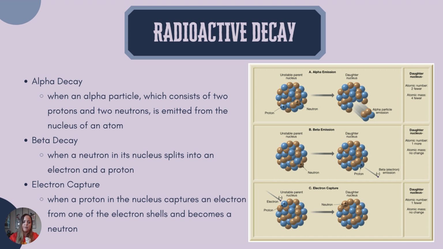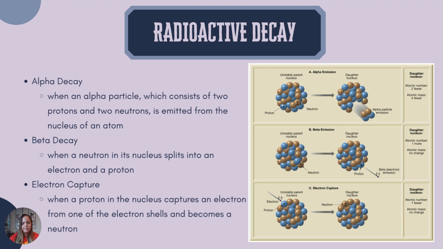The last way is through electron capture. This happens when a proton in the nucleus captures an electron from one of the electron shells and becomes a neutron. Let me say that again. This is when a proton in the nucleus captures an electron from one of the electron shells. Remember, the electron shells are the outer shells of an atom, and the proton becomes a neutron. So there's a conversion there, and when that happens, it becomes more stable. All of these radioactive decay methods are ways for the isotope to try to become more stable at the Earth's surface.